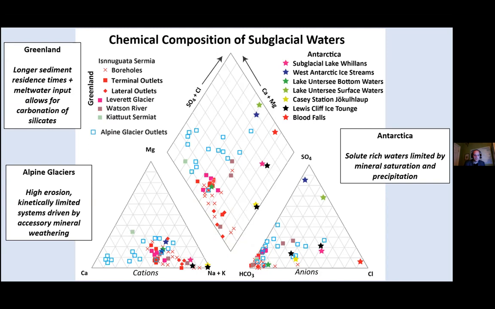So you really actually do find, my tongue-in-cheek saying there's only three glaciers in the world. You really do see that, with a couple of exceptions, you have three very distinct glacial regimes between Antarctica, Greenland, and these Alpine systems.